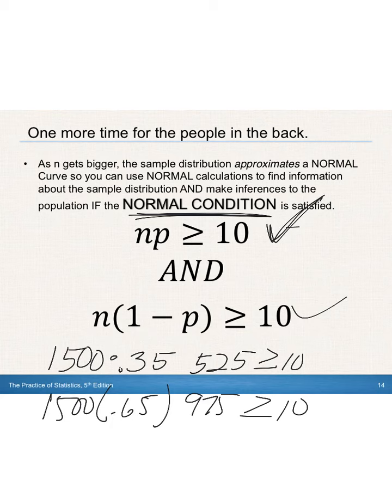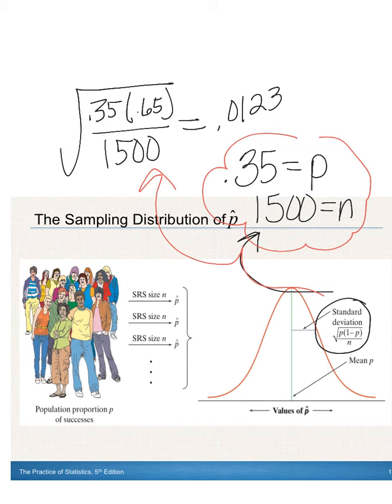Now we can go ahead and look at a question that is going to allow us to use normal calculations and our normal CDF and all that stuff. So here is our question. The standard deviation can be calculated by taking the square root of the proportion, 0.35, times 1 minus p, its complement, 0.65, divided by 1,500, which is your n, and that works out to be approximately 1%. And then the mean, of course, is going to be just the 0.35.